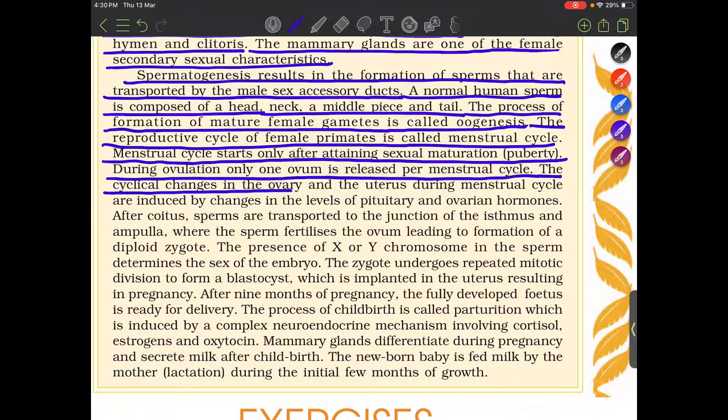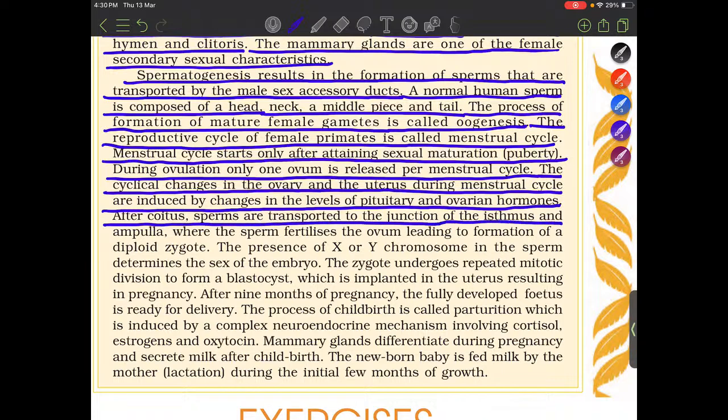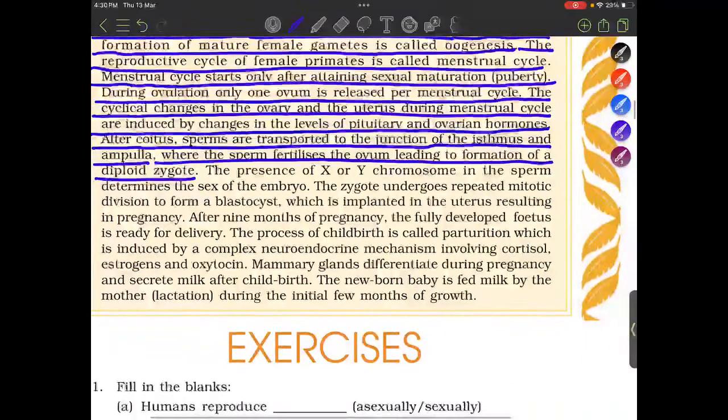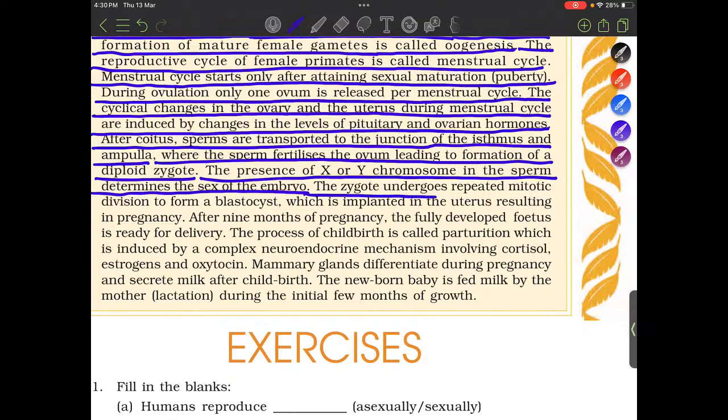These cyclic changes in the ovary and uterus during the menstrual cycle are induced by changes in the level of pituitary and ovarian hormones. After coitus, sperms are transported to the junction of isthmus and ampulla, where the sperm fertilizes the ovum, leading to the formation of a diploid zygote. The presence of X and Y chromosomes in the sperm determines the sex of the embryo. The zygote undergoes repeated mitotic divisions to form a blastocyst, which is implanted in the uterus, resulting in pregnancy.